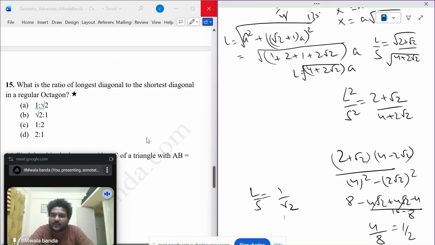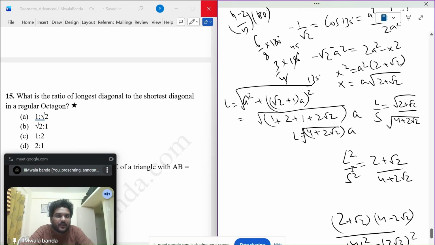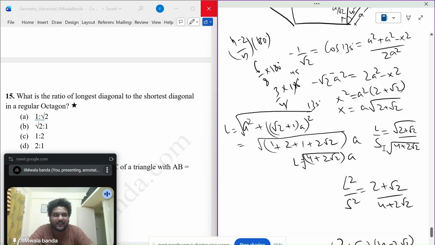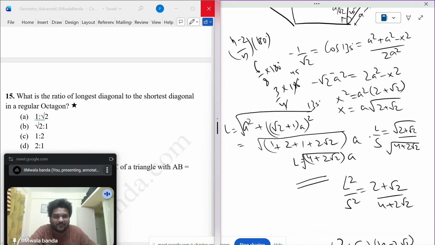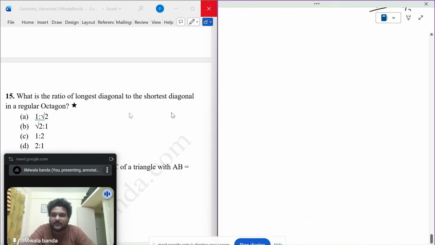It is asking longest to shortest, and I have done shortest by longest. So basically, this was the long one, I've taken it in the denominator. Silly mistake, but it's fine. You get the idea. All right.